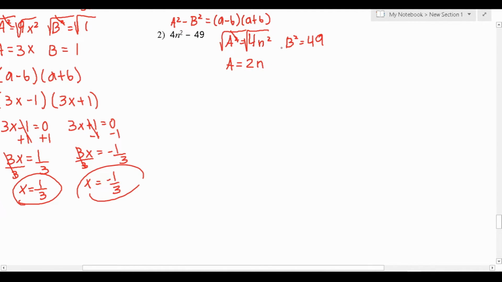And again, we want to go from b squared to just b. So we're going to take the square root of both sides. This is going to cross out, leaving you with just b. Square root of 49 is 7.